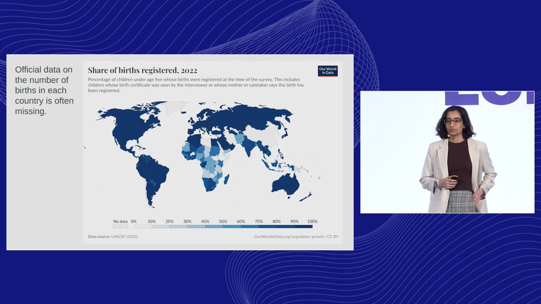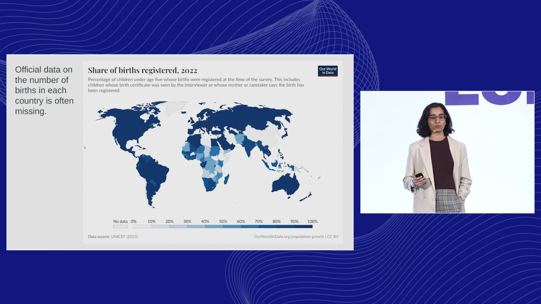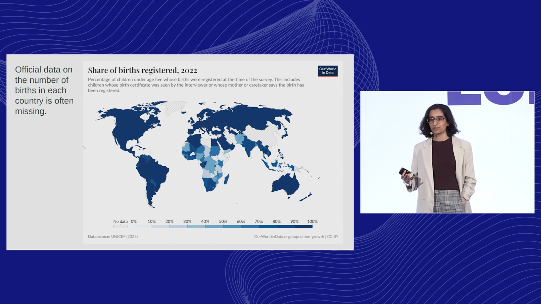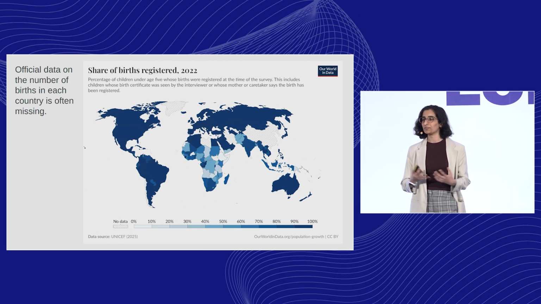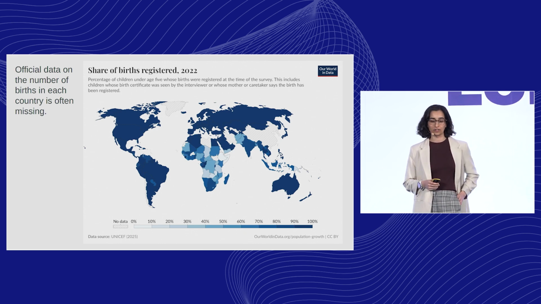One example is just the number of births that happen in each country. In many countries, a large share of births are not recorded officially. And this is really important because it informs our estimates of the population size of countries. The population size might seem like, okay, it's just a number, but it's used as a denominator for many other important things that guide decisions.